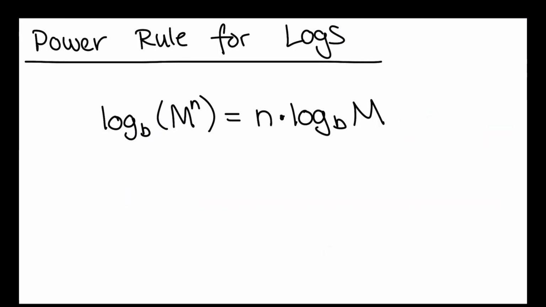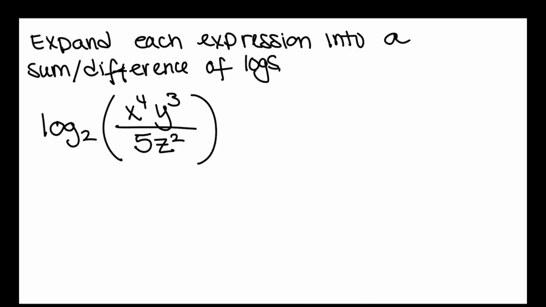We also have a power rule for logs. The power rule says if you take log base b of an exponential, m to the n, we can rewrite that as a product. We can take that exponent, pull it out front, and write this as n times log base b of m. That's our third and final basic property of logarithms.